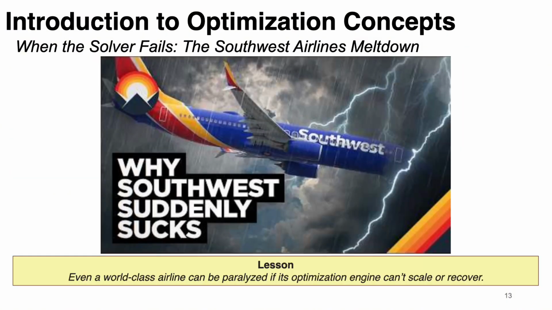The lesson here is vital for anyone using Gurobi or any other solver. Even a world-class, multi-billion-dollar airline can be paralyzed if its optimization engine can't scale or recover from a shock. When we build models, we aren't just looking for the best answer in a perfect world. We are building systems that need to be robust. Your model needs to be formulated in a way that allows the solver to find answers quickly, even when the data starts changing rapidly. As we move forward in this course, we will focus not just on finding a solution, but on formulating models that are efficient and resilient under pressure.